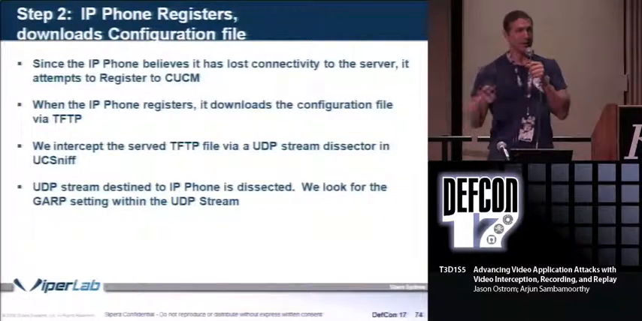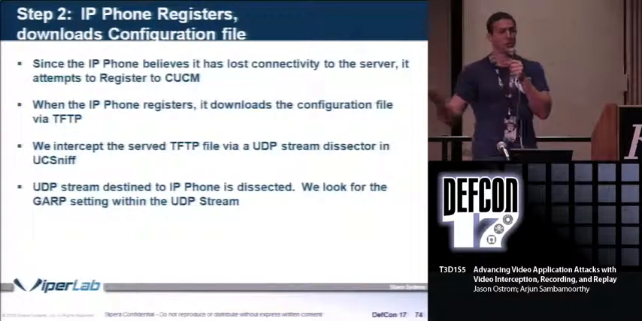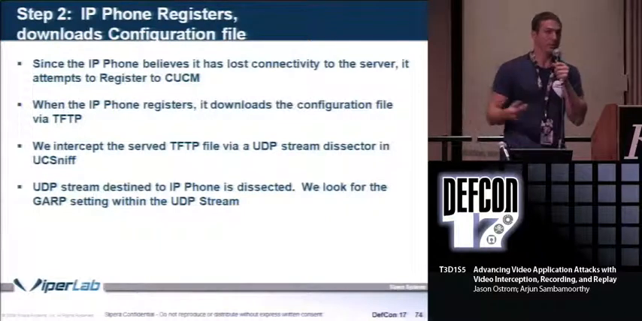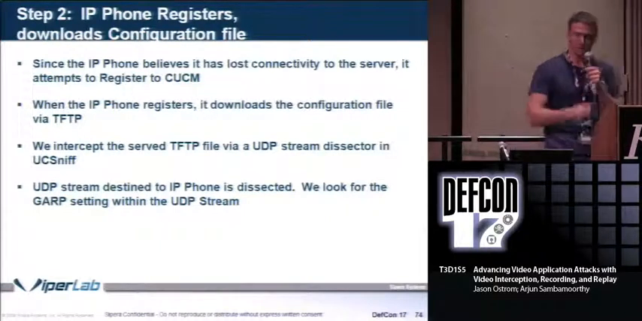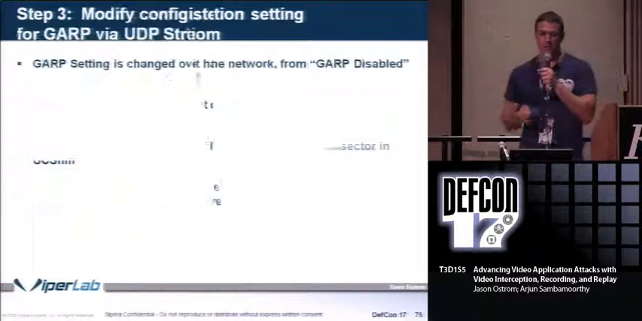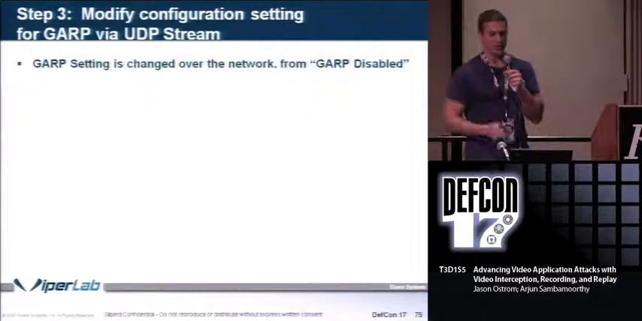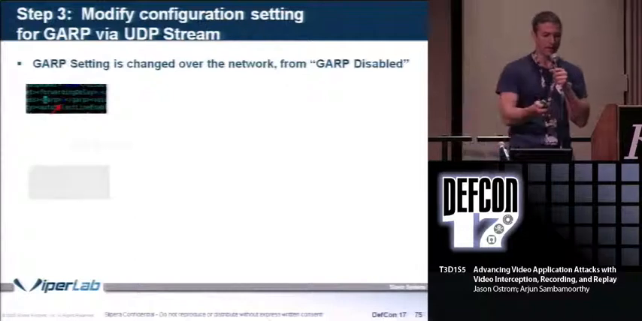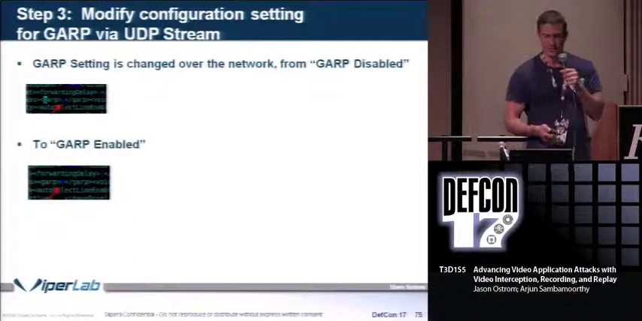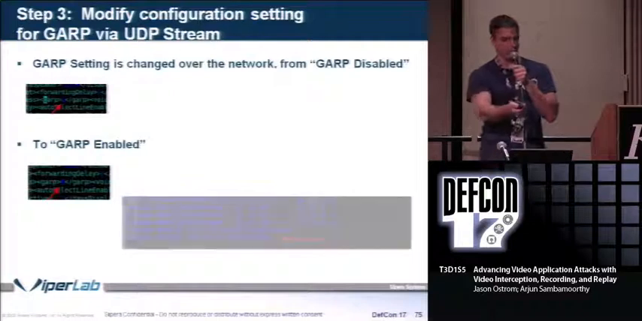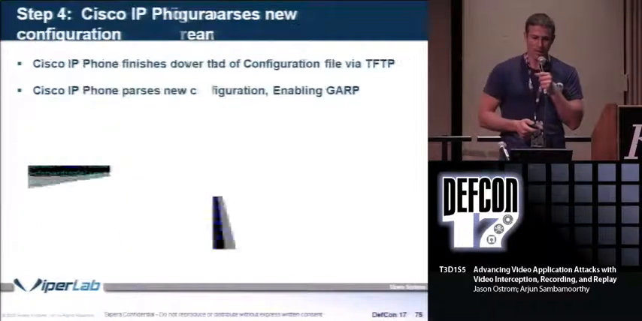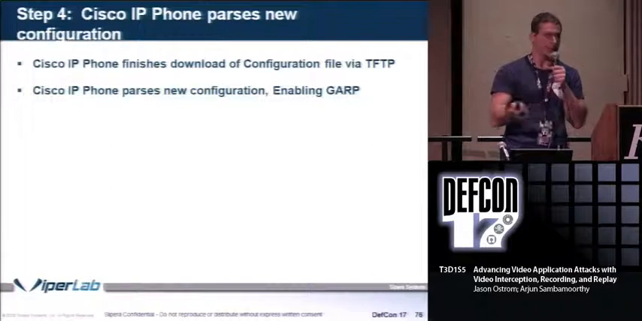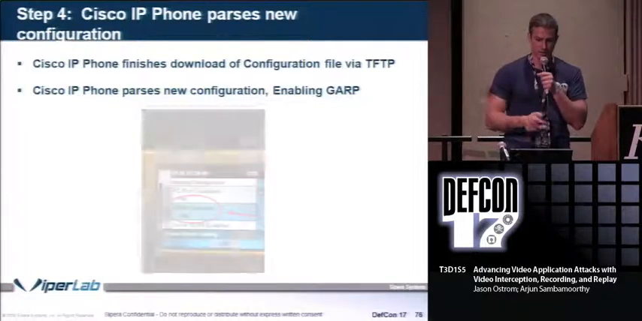Well, guess what? When it does a TFTP GET, for the return traffic, we can add a TFTP dissector. So we capture the UDP stream on the way back. And all we do is look for and intercept that gratuitous ARP setting. So we take it from whatever its setting is, 1, and we change that to 0, to GARP enable. Then UCSIF does its work. And the phone downloads and finishes parsing the file, and now it has the new configuration. GARP enabled, yes.